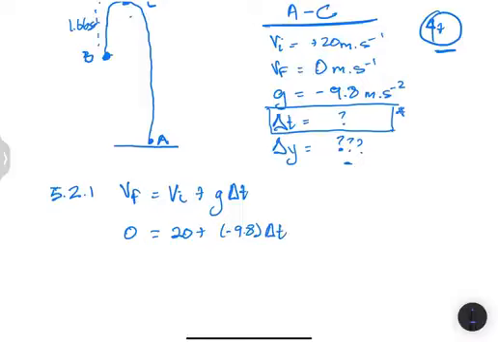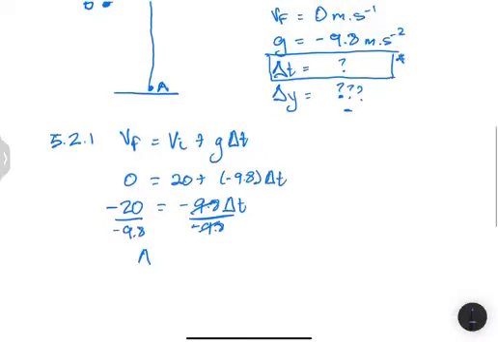Now, please remember, we do some mathematical gymnastics. So minus 20, that's negative 9.8 delta t. So that's negative 9.8. We divide by that, and of course we'll get time.